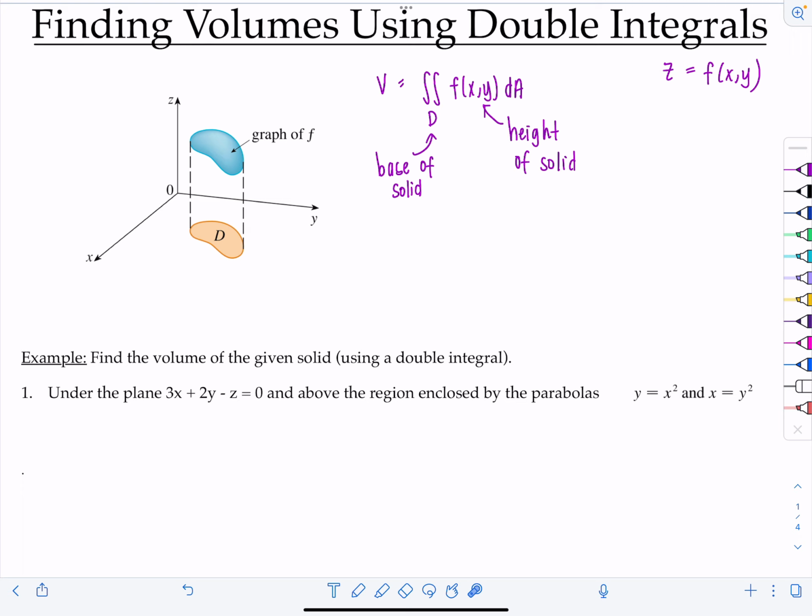Now, when you're setting up your double integral over the region D, you have a few options for the order of integration, dy dx or dx dy. Remember, that's what dA represents. So this can be either dx dy or dy dx. Which order you set up really depends on the region.